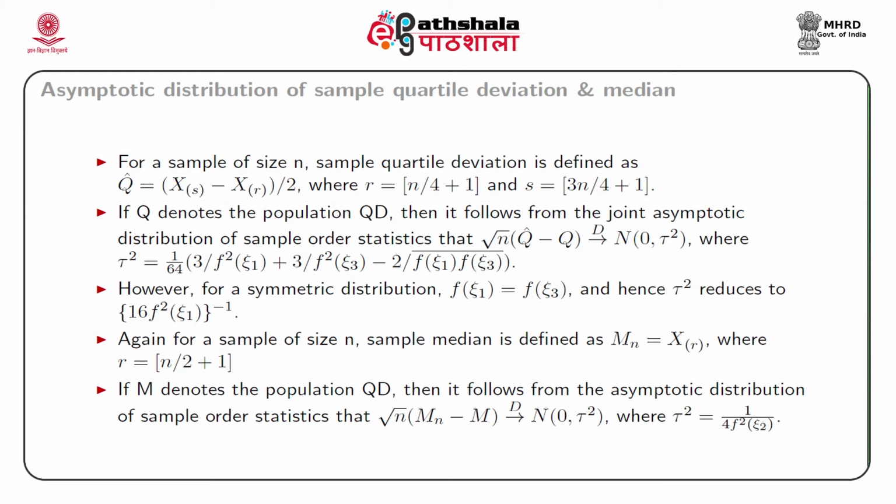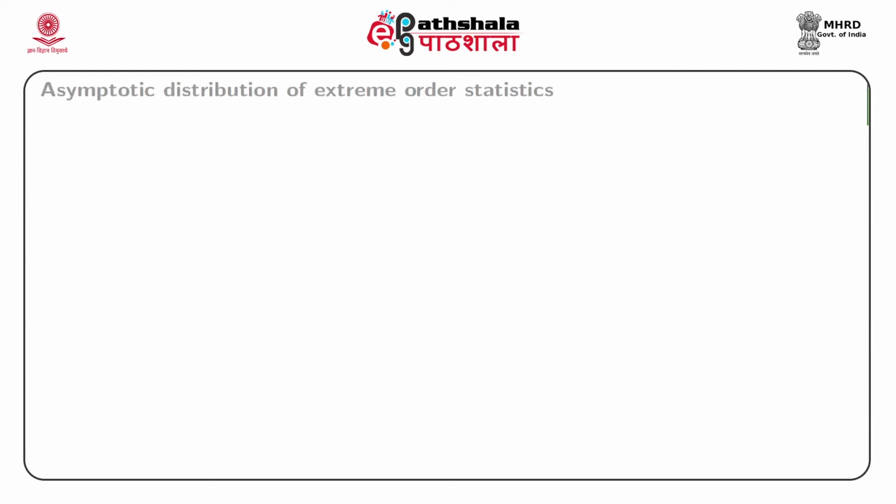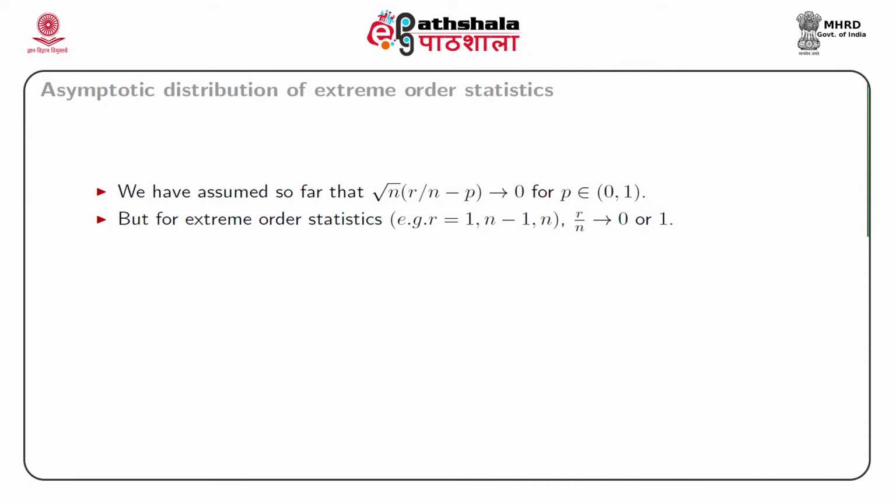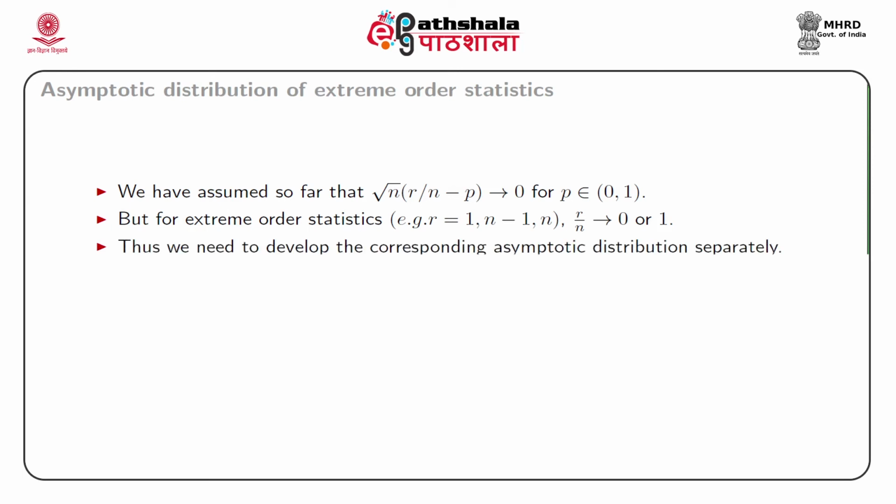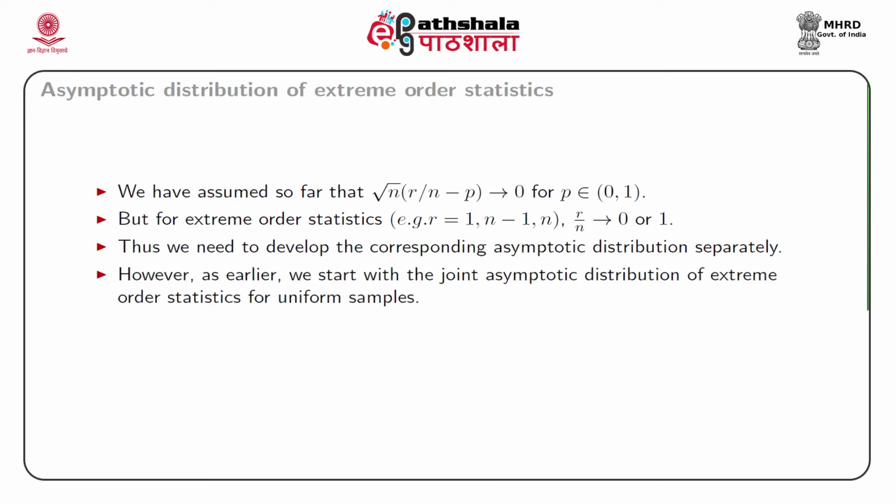However, we have already discussed asymptotic distribution of general order statistics. Now we shall discuss asymptotic distribution of extreme order statistics. In fact, we have assumed so far that square root of n multiplied by r by n minus p tends to 0 for p belonging to 0, 1, but for extreme order statistics, that is for r equal to 1, n minus 1 or n, r by n either tends to 0 or 1. Thus, we need to develop the corresponding asymptotic distribution separately. However, as earlier, we start with the joint asymptotic distribution of extreme order statistics for uniform samples.